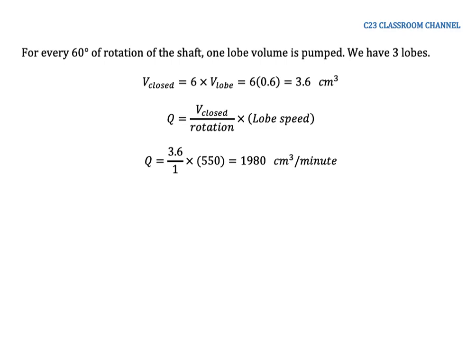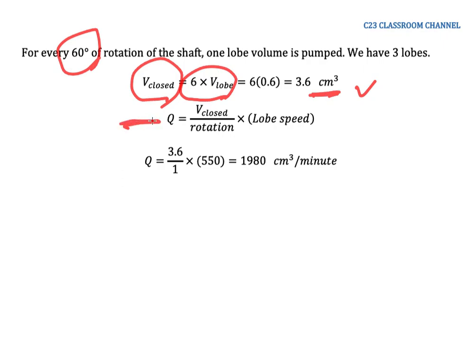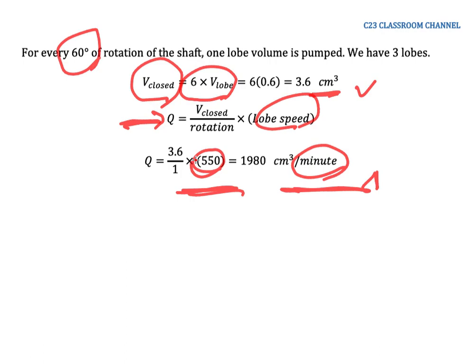So and then we could calculate this one. We calculate the total volume. We have 60 degrees here, and the total is 360, so we multiply by 6. So we get 3.6 centimeter cube. And then we could calculate the total flow rate by 3.6 times 550. So we will have 1980 centimeter cube per minute. Here the unit is per minute because the lobe speed is maintained at 550 RPM.